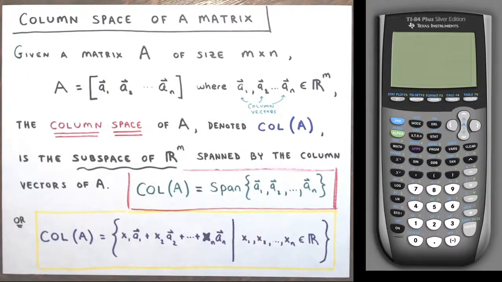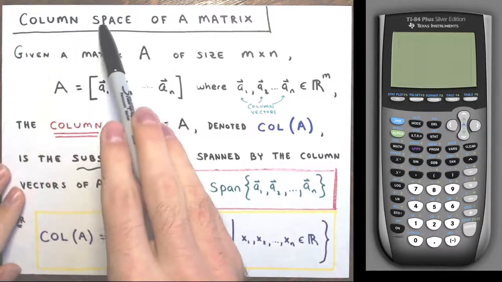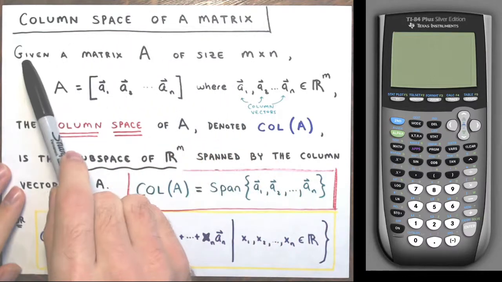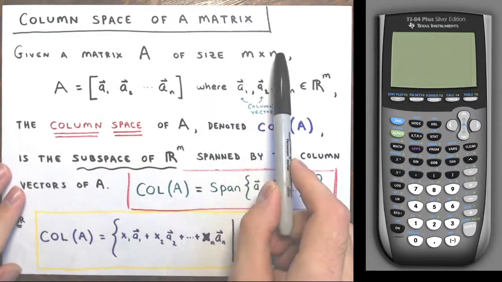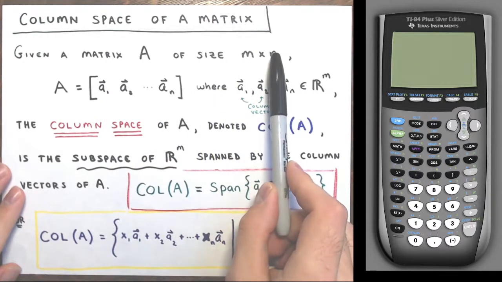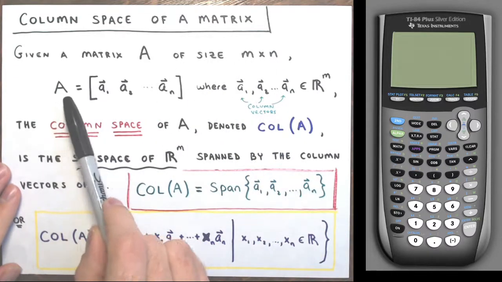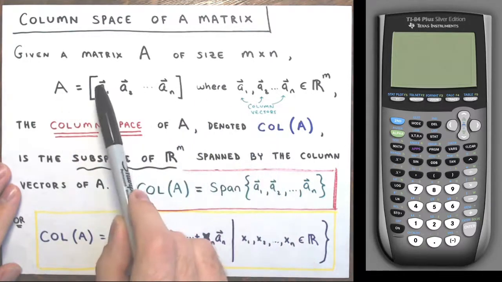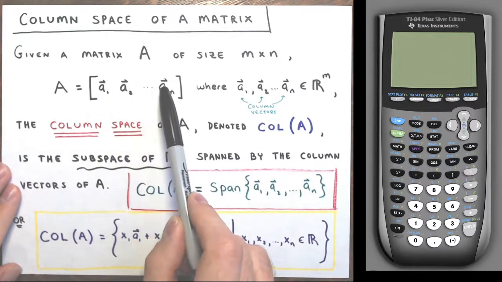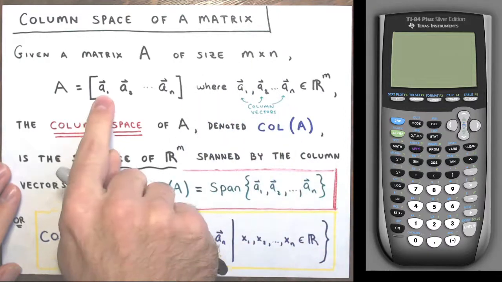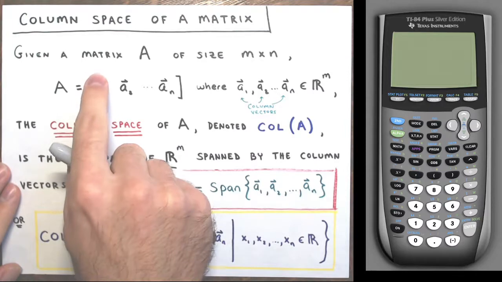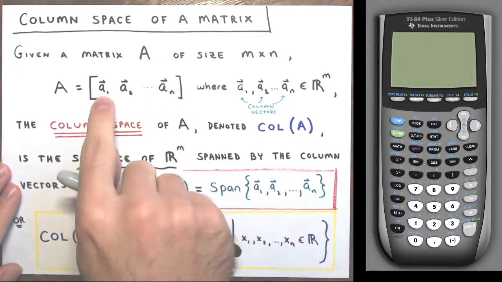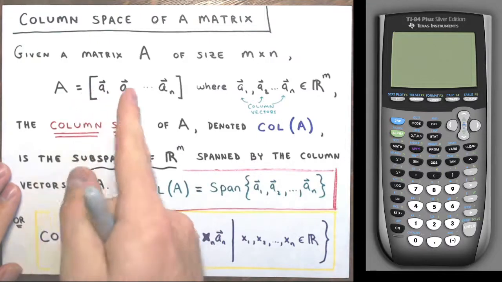So on this first page I define what this column space I speak of is. Suppose we're given a matrix A that is an M by N matrix, so M rows, N columns, and I structure it like this. A equals the matrix brackets, and then these column vectors: column 1, column 2, column 3, column 4, all the way up to column N. It has N columns, and each of these N columns has M component vectors.